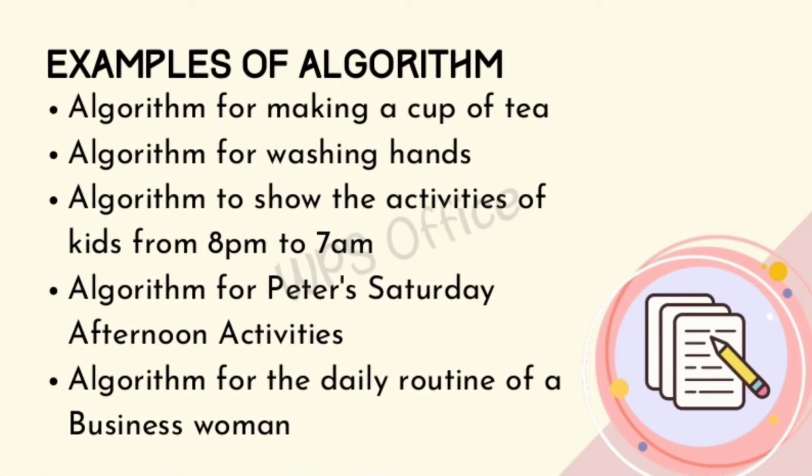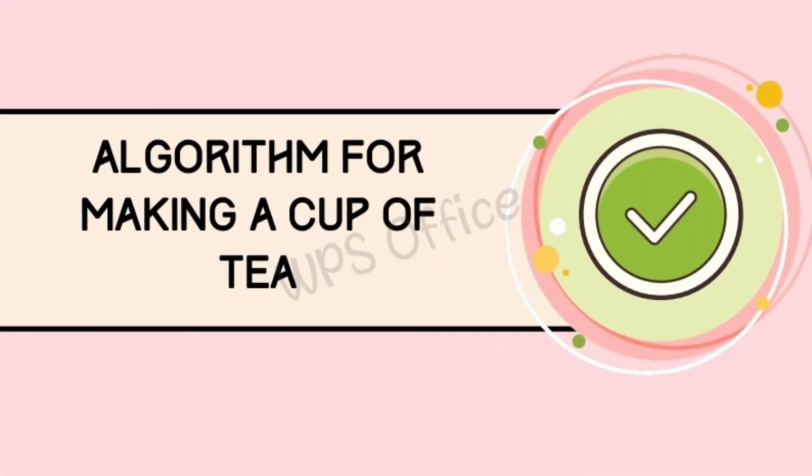Let's see some examples of algorithm. We have algorithm for making a cup of tea. We also have algorithm for washing our hands. We have algorithm to show the activities of kids from 8 p.m. to 7 a.m. That means from evening to the next morning. We also have algorithm for Peter's Saturday afternoon and algorithm for daily routine of a businesswoman. Now let's see algorithm for making a cup of tea.